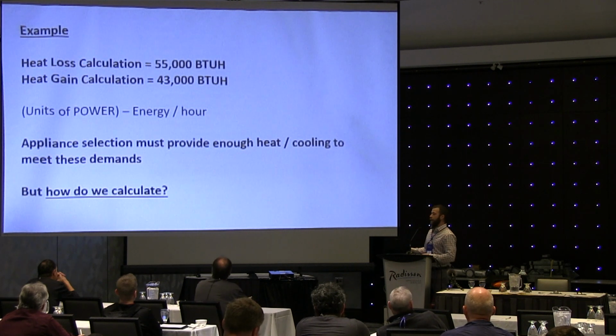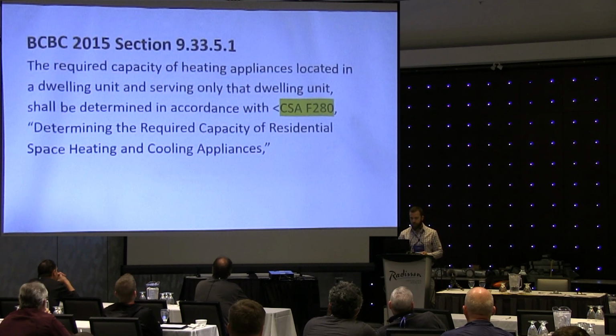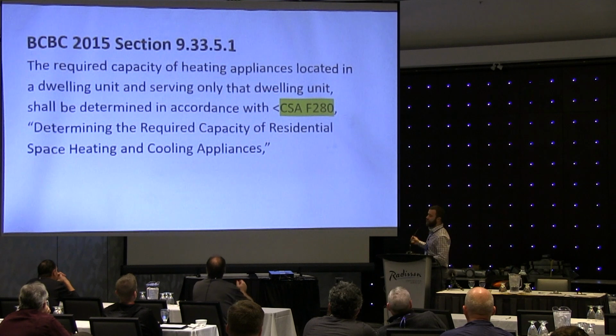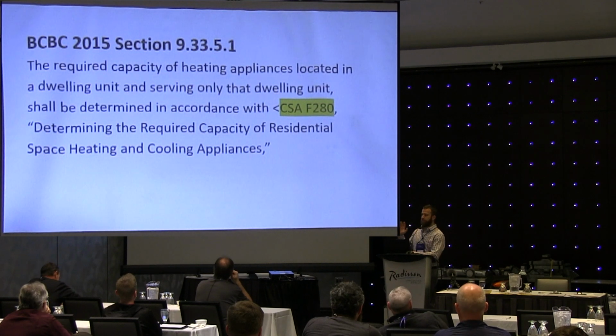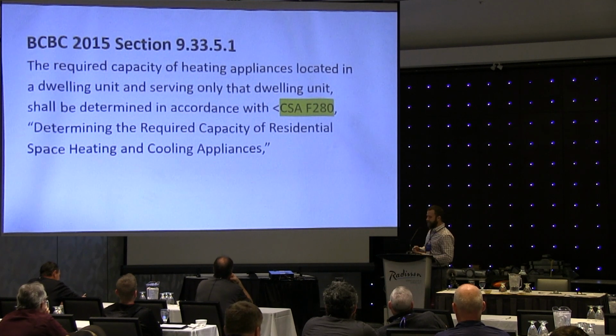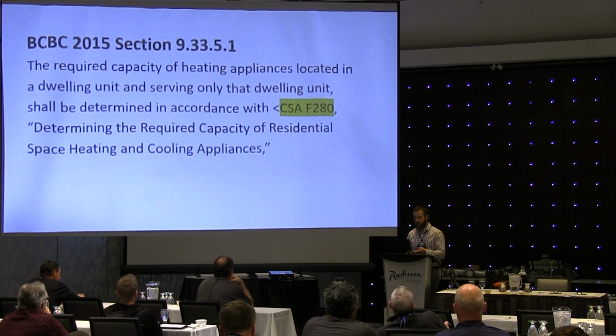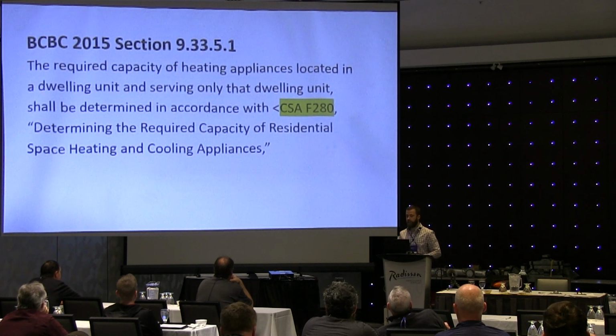So how do we calculate it though? By what method do we calculate it? That's what the BC Building Code tells us to do, right? They say you must calculate it with the CSA F280. That is a CSA document. It's a mathematical process. The CSA F280 is a mathematical process as well as a couple pieces of software that determine heat loss and heat gain of a building. So using the CSA F280-12, I can calculate the heat loss and heat gain of a building.